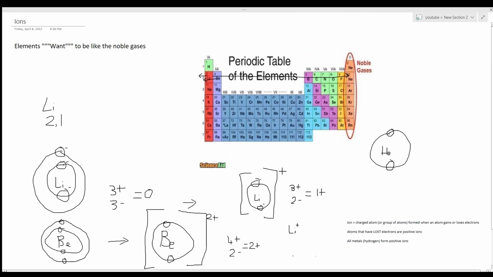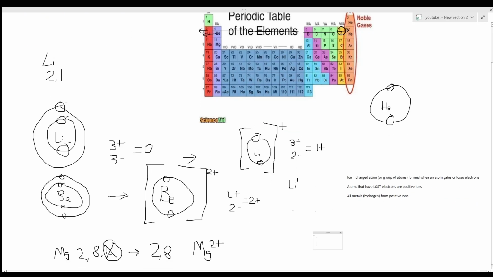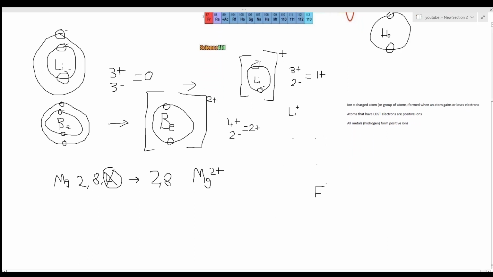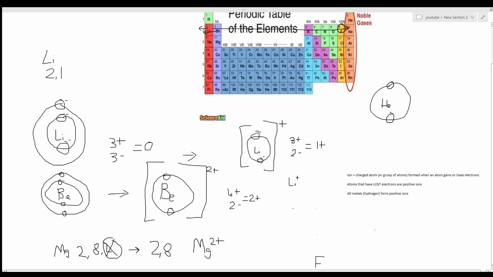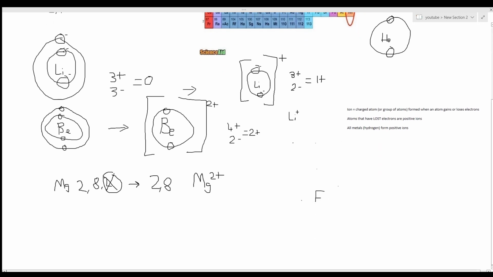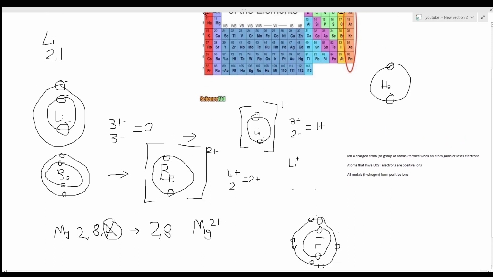What about something like fluorine? Okay, so I'm going to have to make some room. So fluorine is, it's got 9 electrons. So if I follow the rule from last time, a fluorine atom is going to have 1, 2, and then it's going to have 7 because it's 2, 8, and it had 9, so it's going to be 7. So there's 7 electrons.